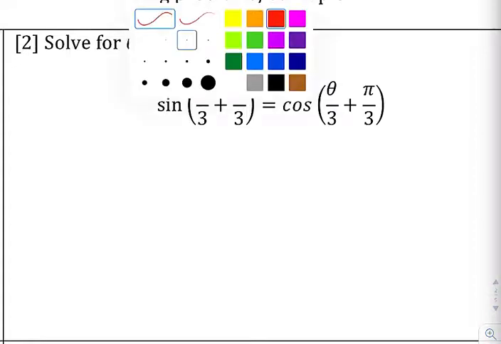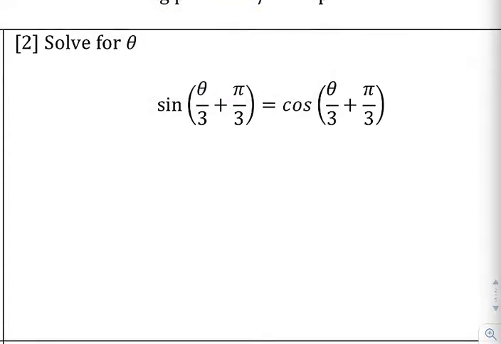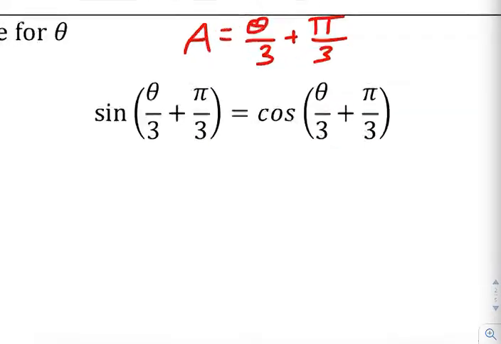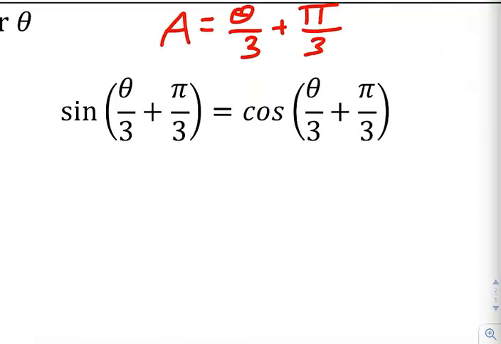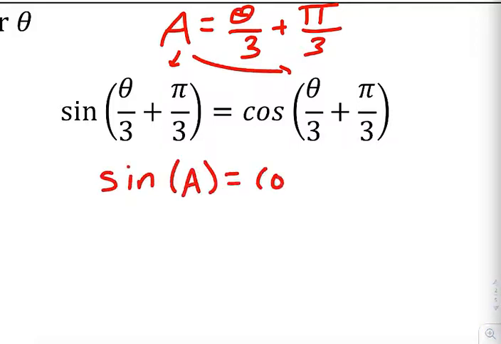I'm going to do a quick replacement here. I'm just going to call a to be theta over 3 plus pi over 3. And I'm only doing this temporarily. I'm introducing the substitution just so hopefully we can get a better understanding of what this problem is actually asking for, because it seems really weird, but it's not as complicated as it seems. And so I'm going to replace both these arguments with a. And so this is actually just sine of a equals cosine of a.